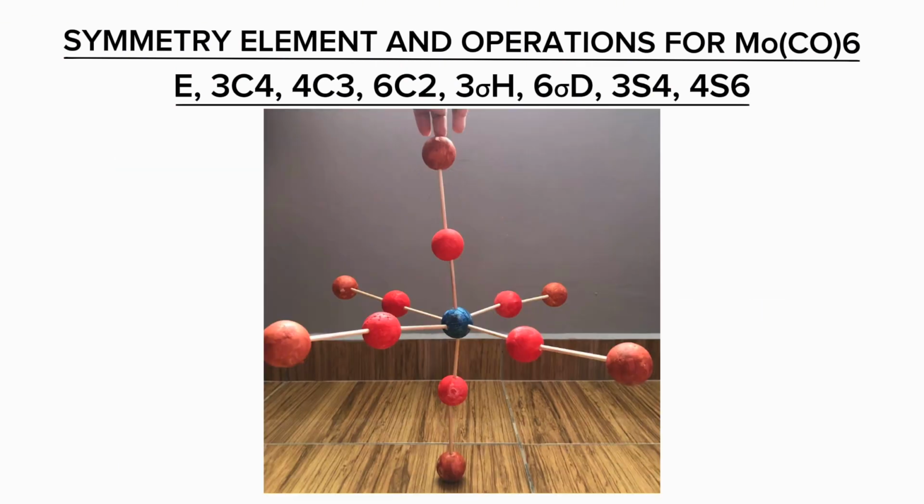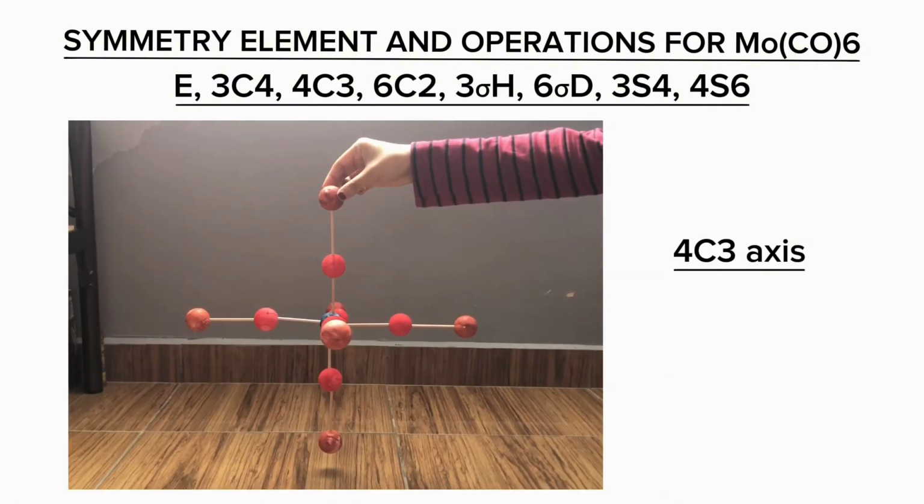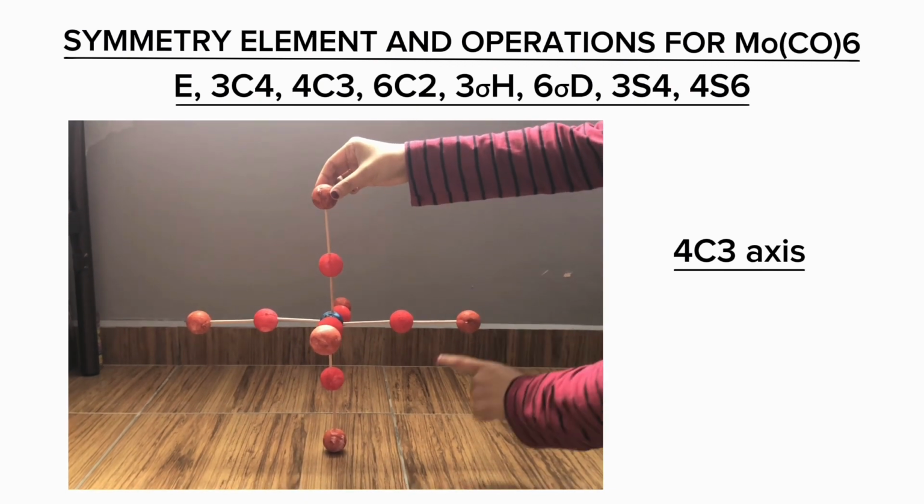I want to show the C3 axis. This one is much harder to find than C4, so let's give it our full attention. There are 4 C3 axes. To take note, there are 4 C3¹ and also 4 C3². So I'm gonna put this molecule like this.